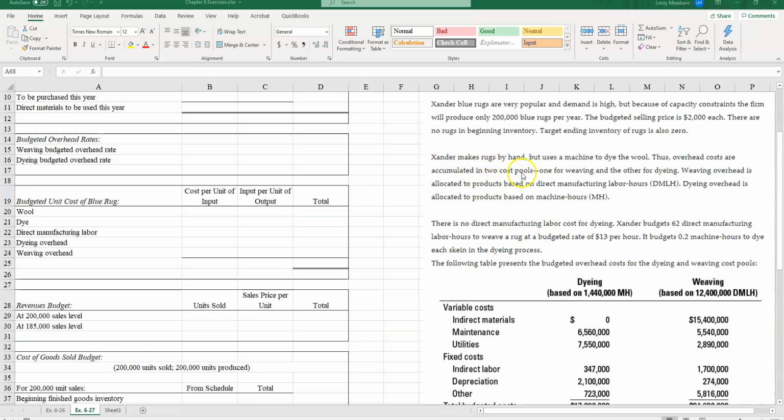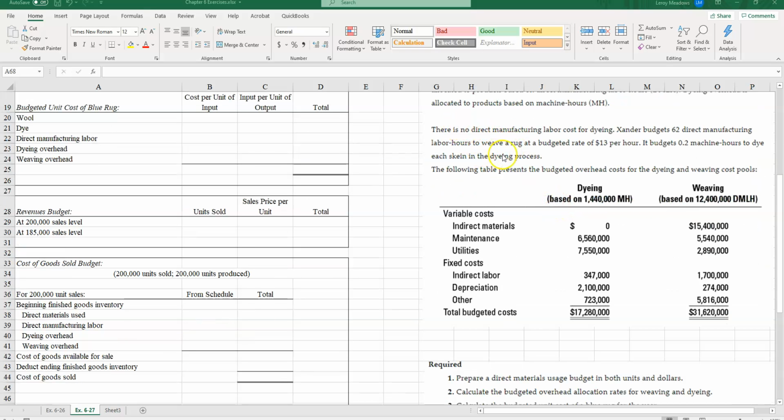Zander makes rugs by hand, but uses a machine to dye the wool. Thus, overhead costs are accumulated into two cost pools, one for weaving and the other for dyeing. Weaving overhead is allocated to products based on direct manufacturing labor hours. Dyeing overhead is allocated to products based on machine hours. There is no direct manufacturing labor cost for dyeing. Zander budgets 62 direct manufacturing labor hours to weave a rug at a budgeted rate of $13 per hour. It budgets 2/10 of a machine hour to dye each skein in the dyeing process.